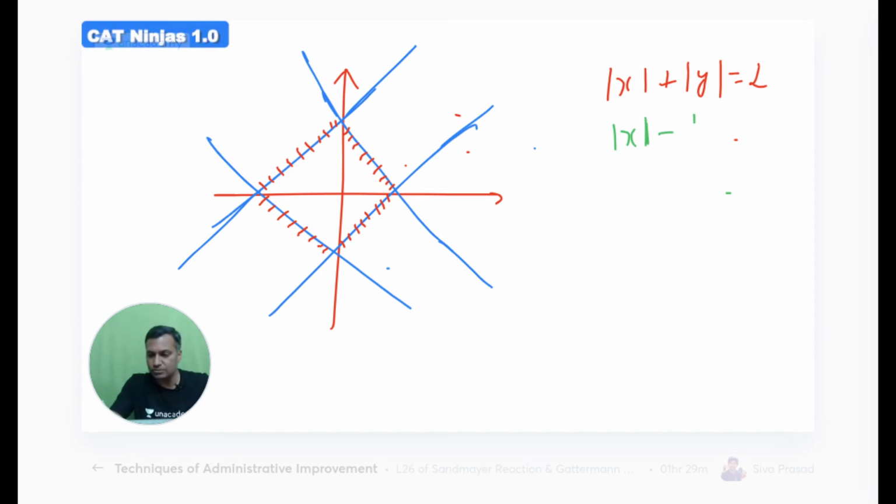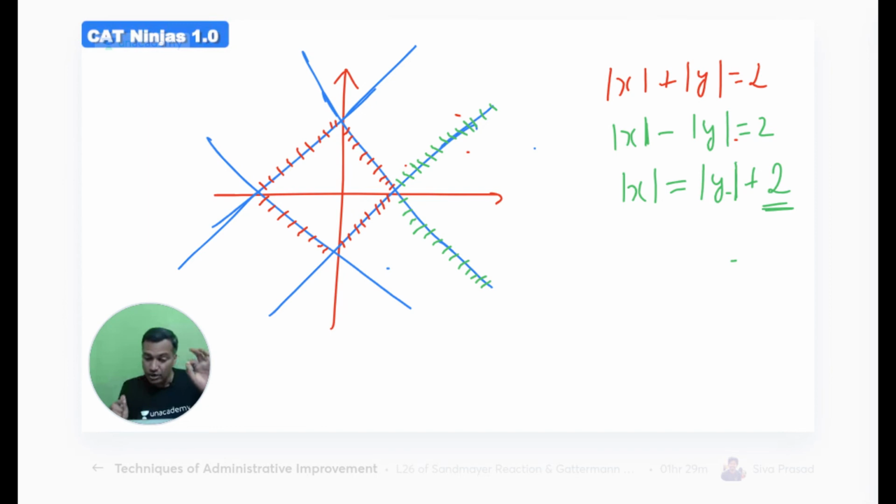Mod x minus mod y is equal to 2, meaning x is ahead of y by 2 units. Even when y was 0, x is ahead of y by 2 units. This time I need to shortlist these regions. X is ahead of y by 2 units. This is the region that you are shortlisting. Still you have 4 lines.